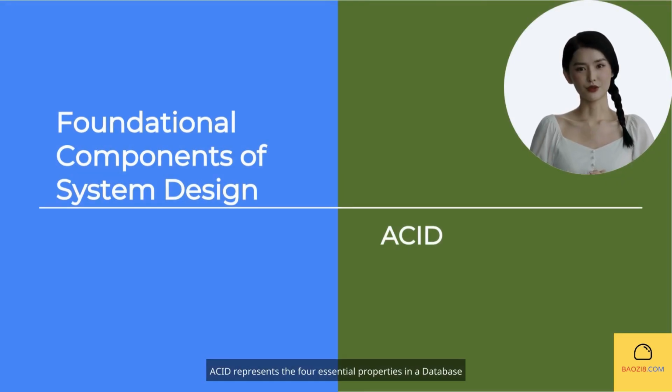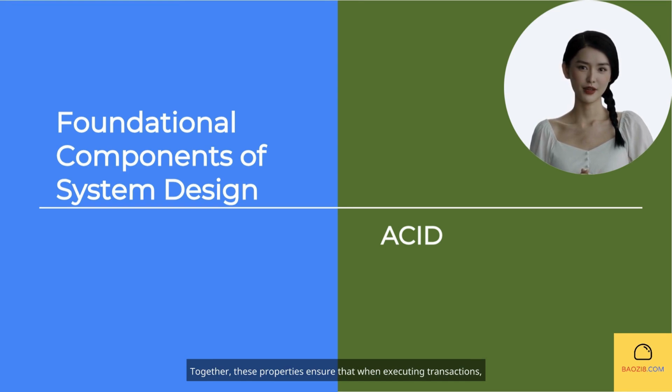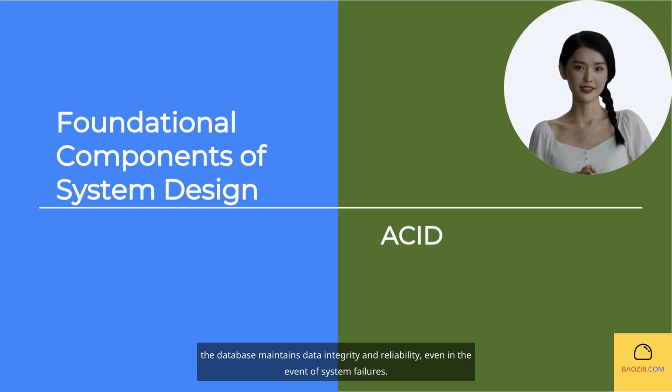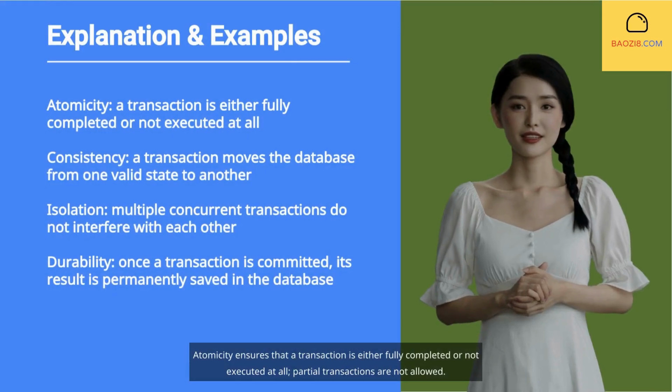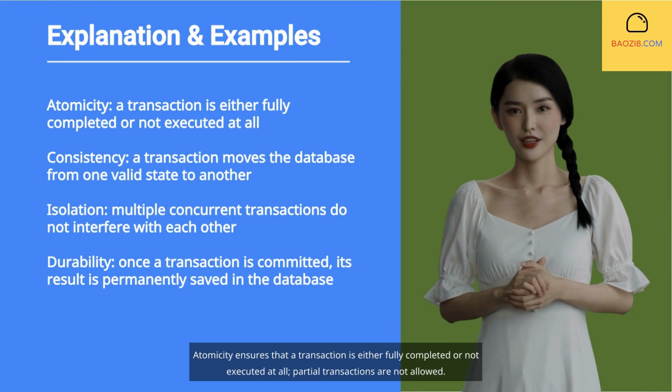ACID represents the 4 essential properties in a database management system, DBMS, that ensure transaction reliability: atomicity, consistency, isolation, and durability. Together, these properties ensure that when executing transactions, the database maintains data integrity and reliability, even in the event of system failures. Atomicity ensures that a transaction is either fully completed or not executed at all.